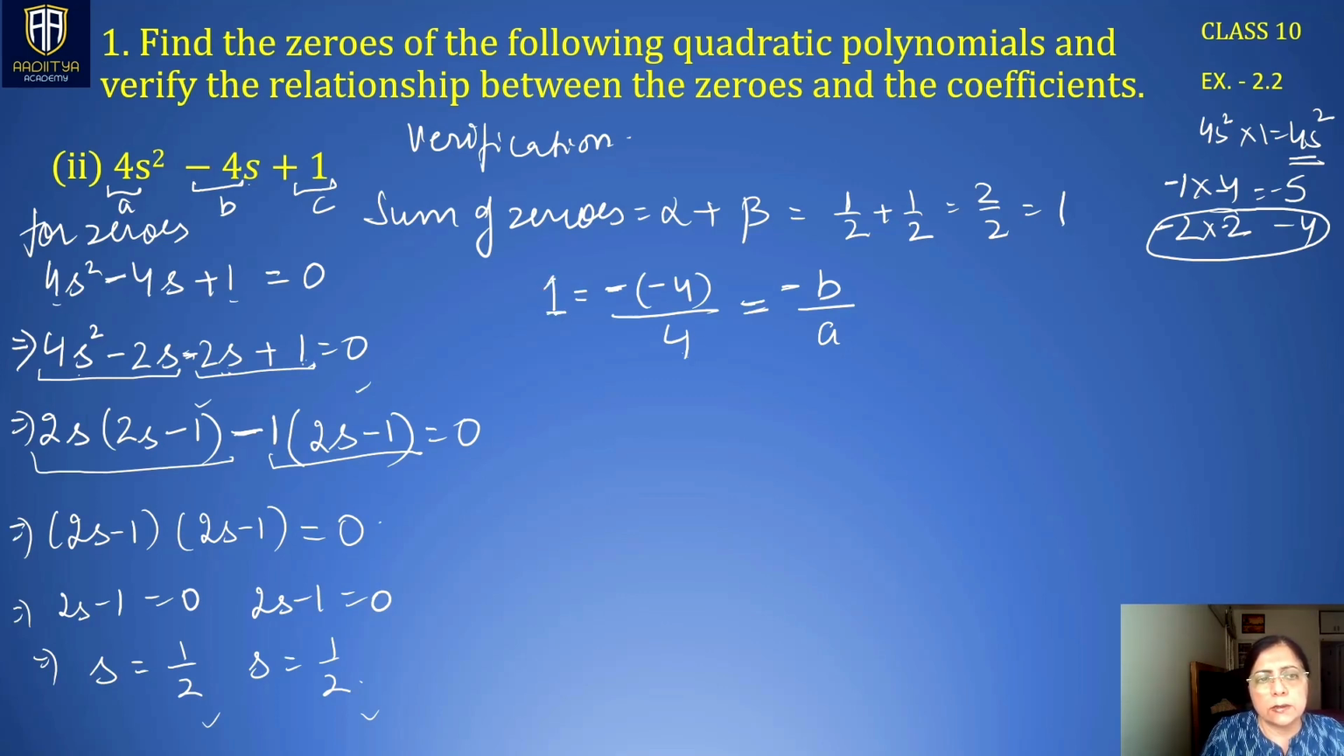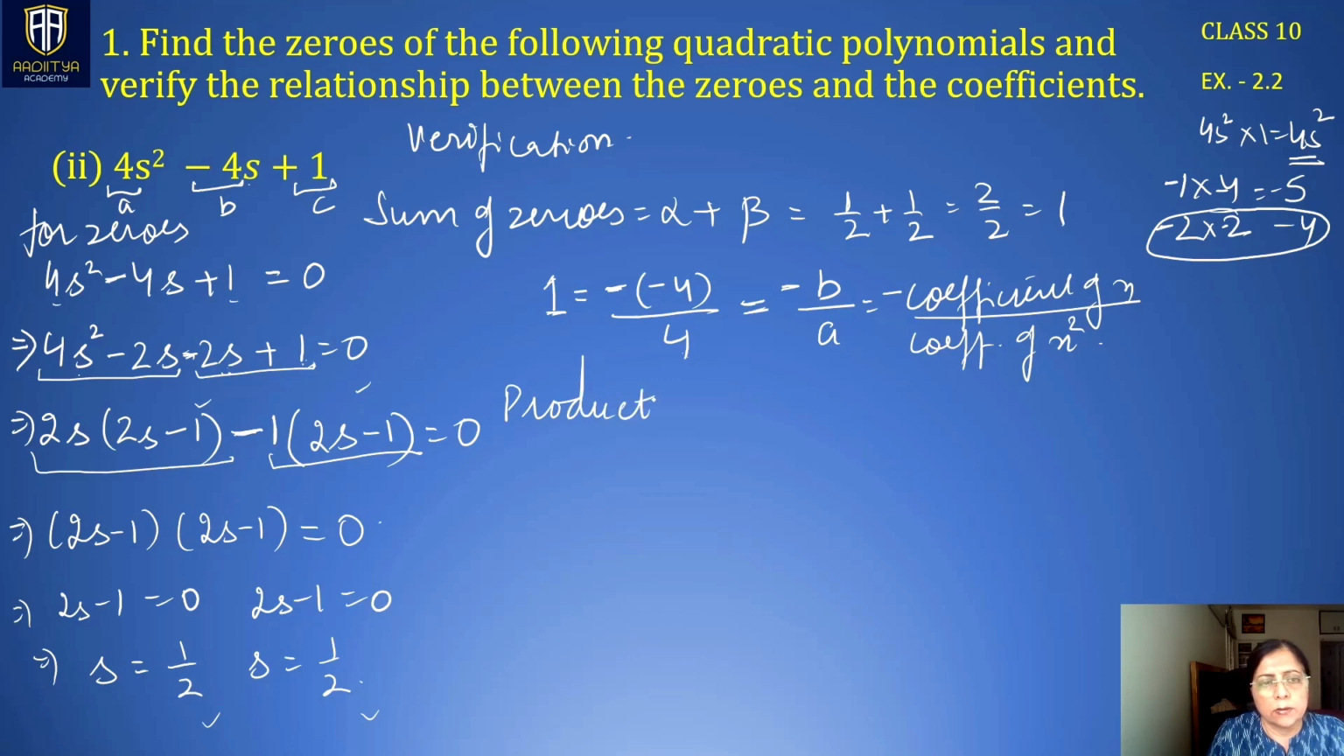So 1 can be written as the ratio of minus b by a, which is negative of the coefficient of x over the coefficient of x squared. This is verified. Now we have the product of zeros. The product of zeros is equal to alpha into beta, which is half into half, which is equal to 1 by 4. Now this has to be written as c by a.